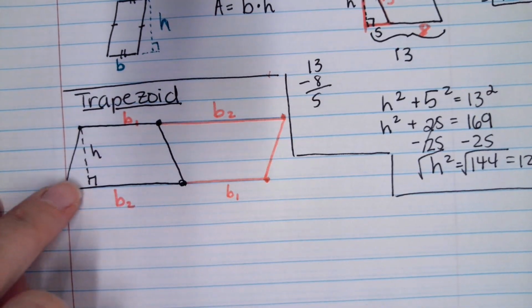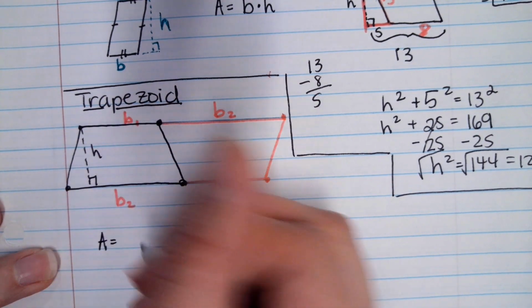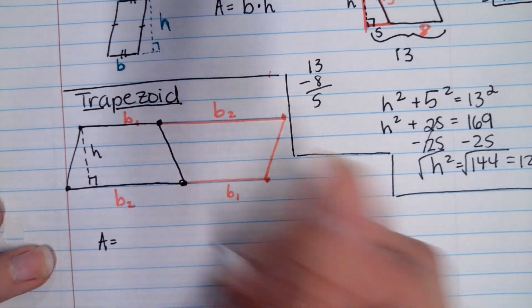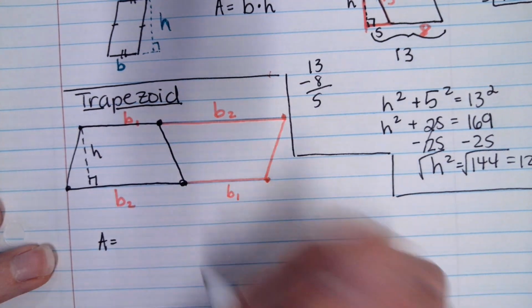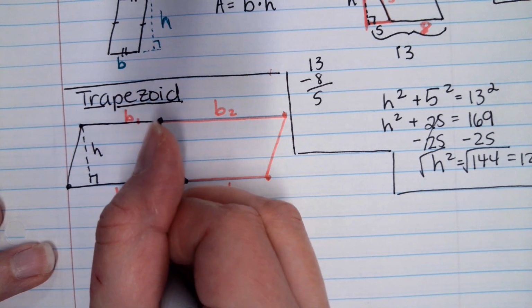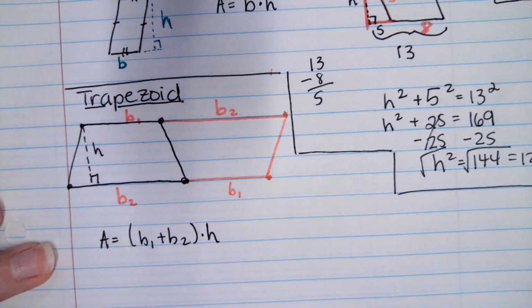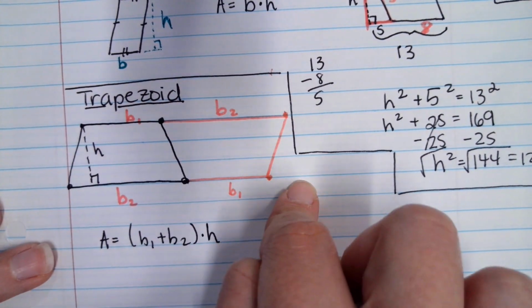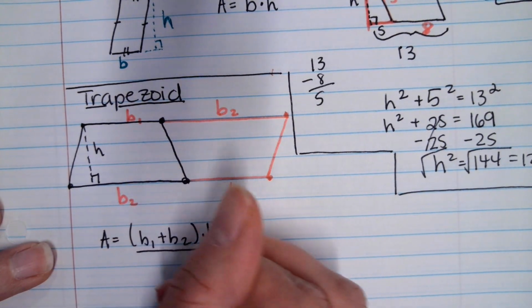Okay, so the area is equal to base times height, but your base is added together. So it's base 1 plus base 2 times the height, and there's 2 of them. So what do we have to do to get rid of the extra one that we don't need? Divide by 2.